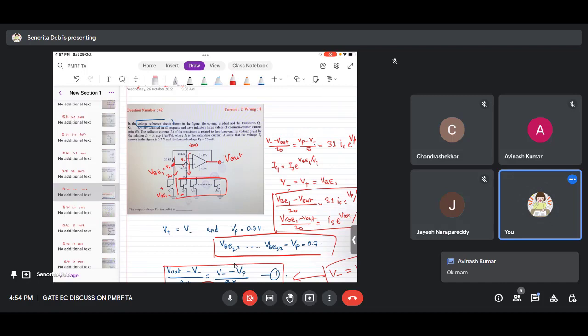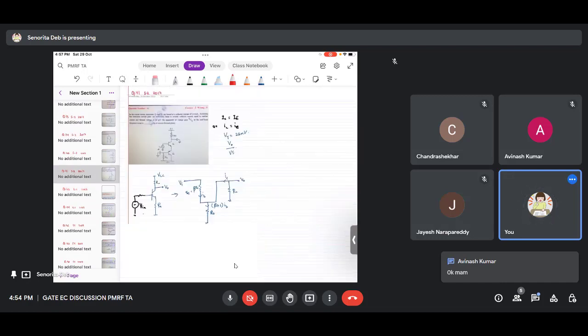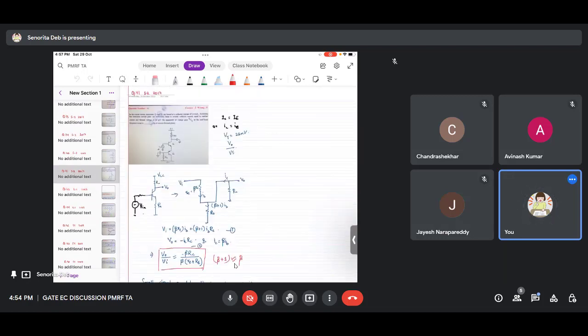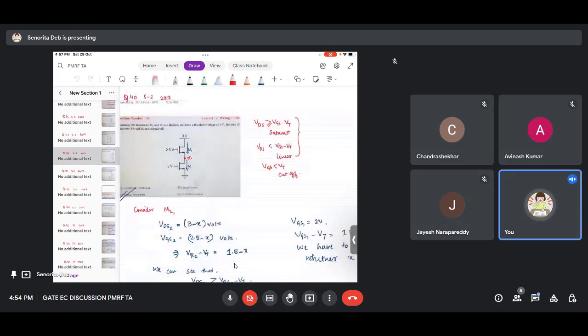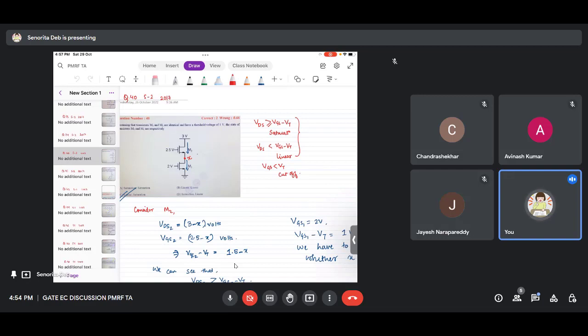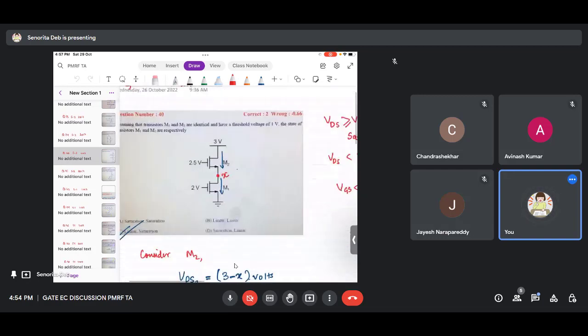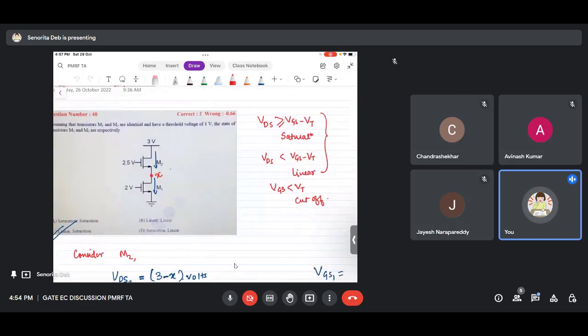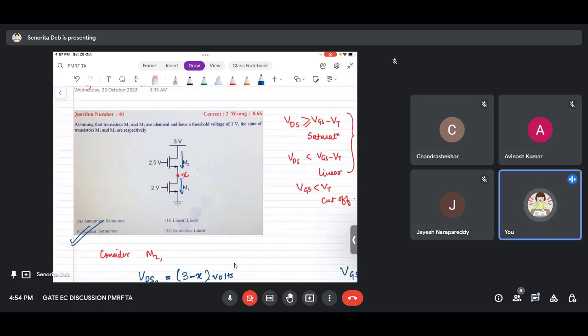Okay. So let me just check which one can be done. Yeah, this one also is a good MOSFET region of operation question. Okay, let me just do this. So this is a region of operation question from MOSFET. Okay, so they have said that the threshold voltage is 1 volt, and the state of transistors M1 and M2 is to be found.